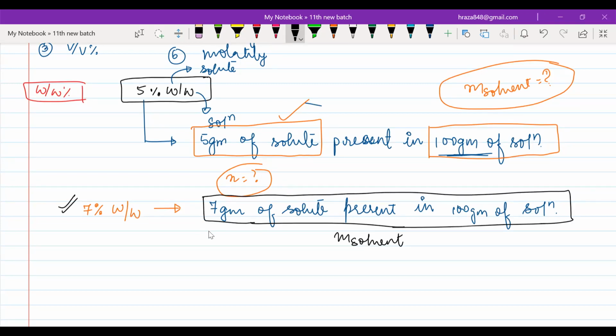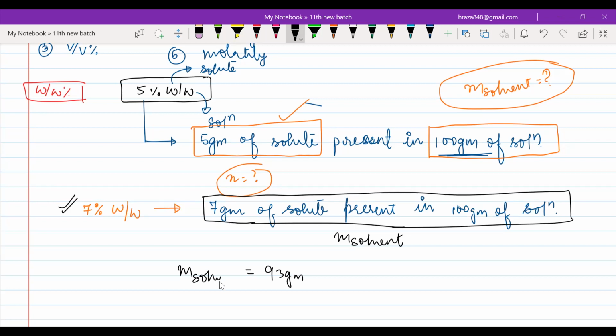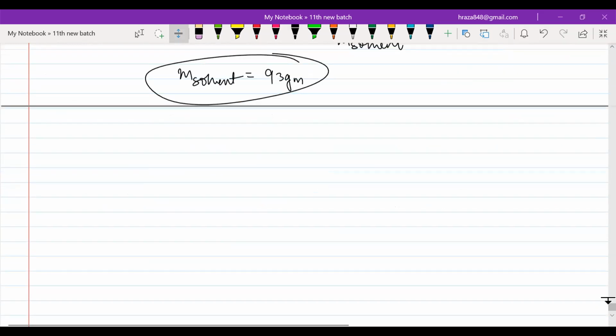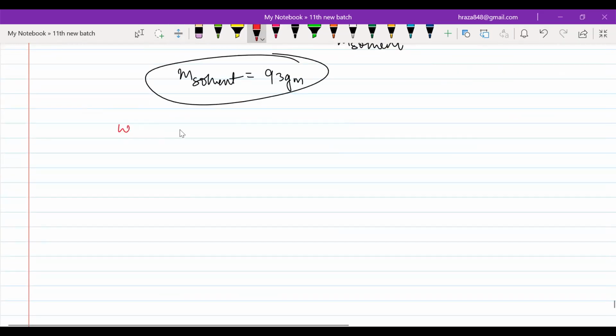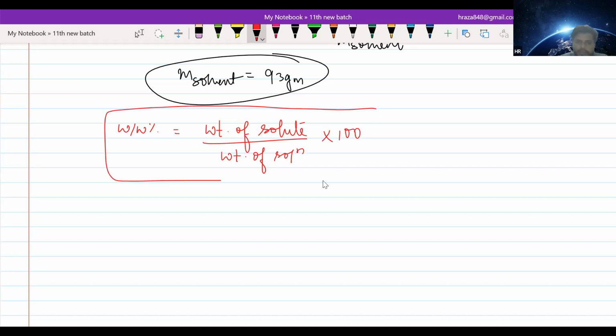93 grams. Very good. 93 grams mass of solvent. Now I'm going to give you the formula for this. So basically, weight by weight percent has a formula. That means weight of solute upon weight of solution into 100. This is the formula for weight by weight percent.